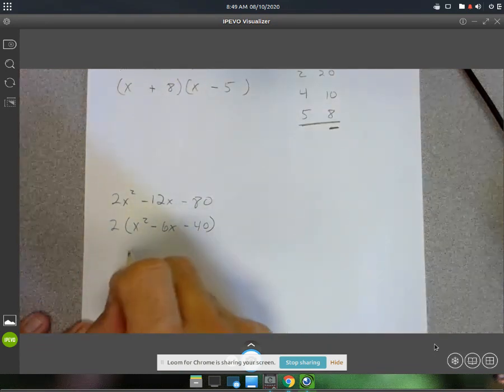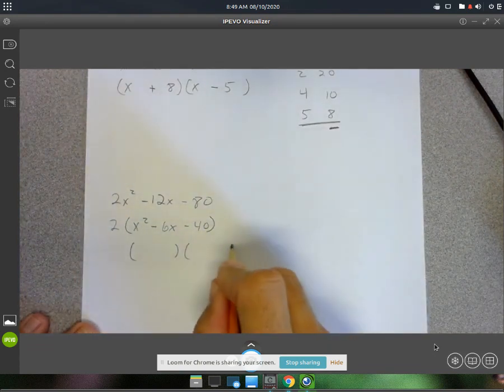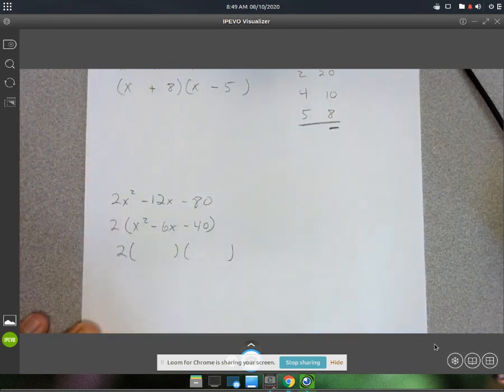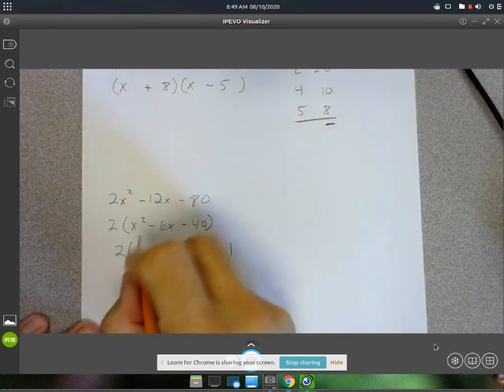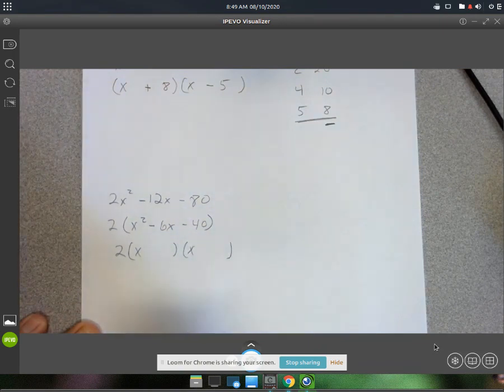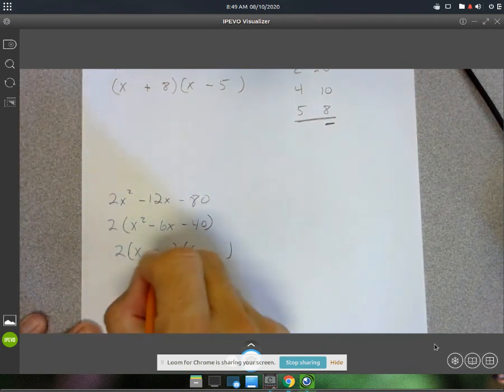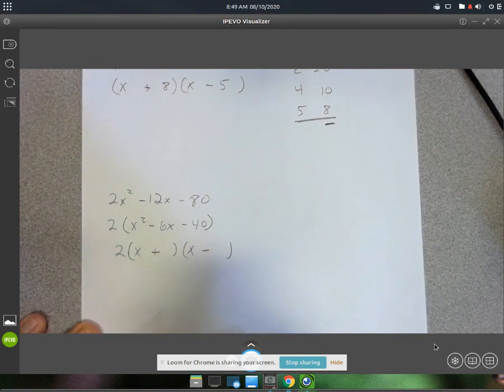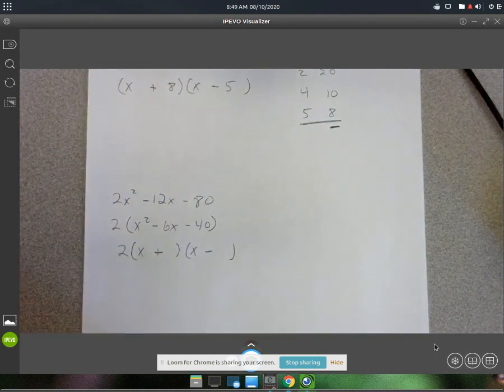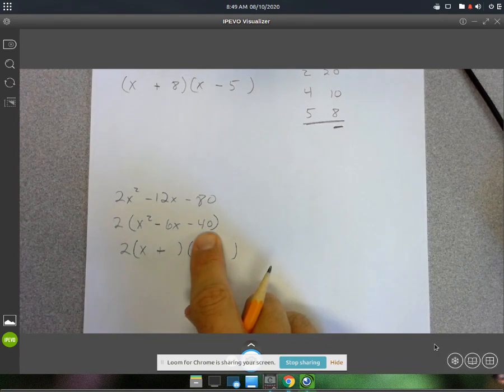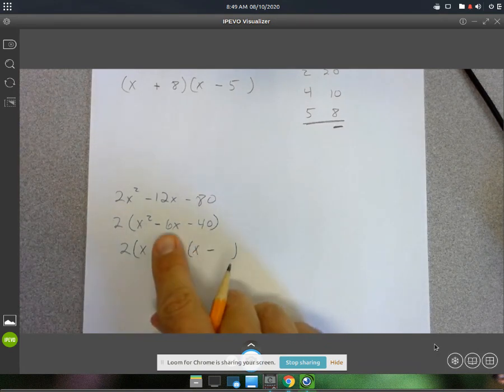So now we can break it up into two binomials, two factors. Bring down our 2. This has to be an x, that has to be an x. Because the constant term is negative, one of these will be plus and the other minus. So again, we're looking for two numbers that multiply to give us 40, and they subtract to give us 6.